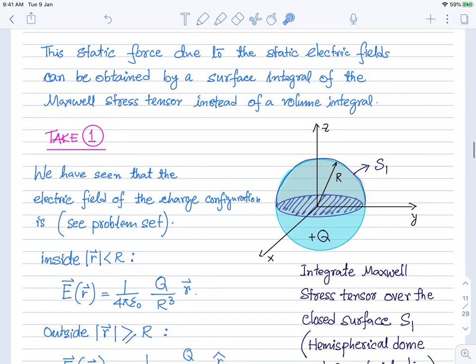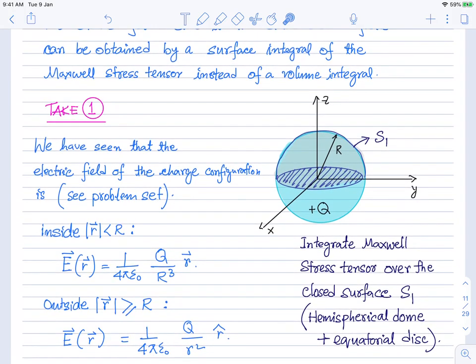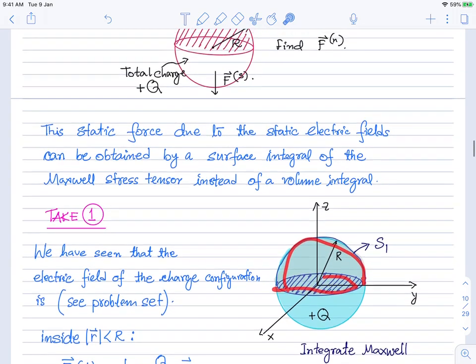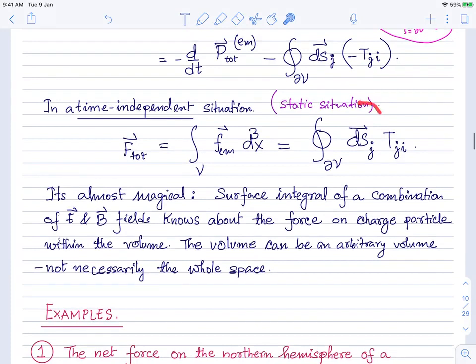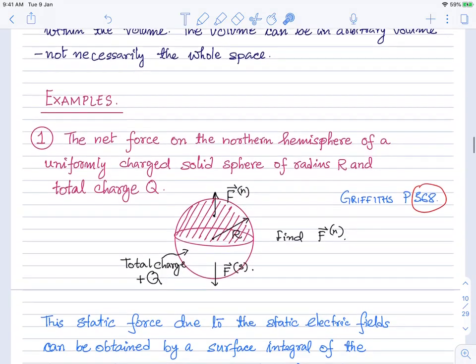So we can take this surface and find the Maxwell stress tensor, and evaluate the surface integral of the Maxwell stress tensor here. As we have seen before, in this particular static case, this surface integral of the Maxwell stress tensor would give me the total force. So I don't have to do a volume integral, I just need to do a surface integral, and the electric fields at the surface kind of know whatever is inside and tell you the force that acts on whatever is inside. This is some super nice, magical thing that is happening here.